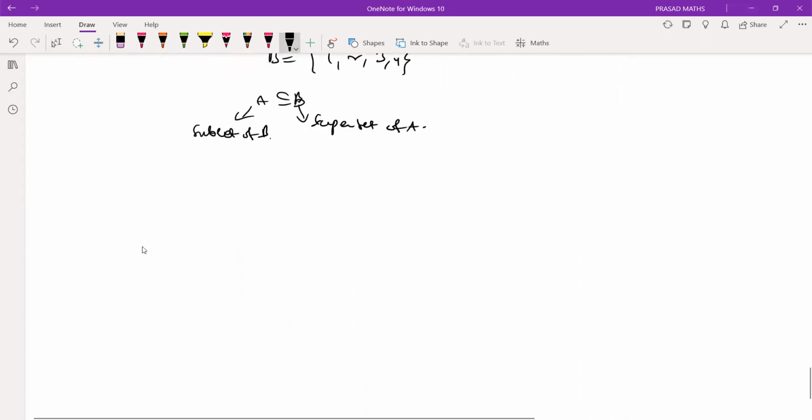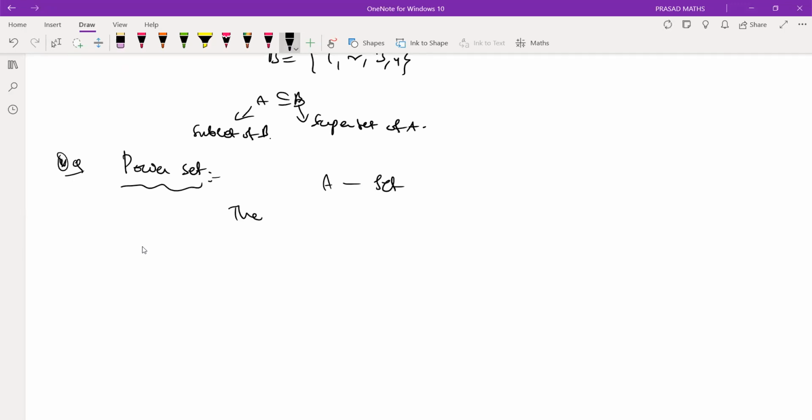Next notion is power set. What do you mean by power set? A set of all subsets. Let us start with a set A. The set of all subsets of a given set A is in general denoted by P of A. So the set of all subsets of A is simply the power set of A.